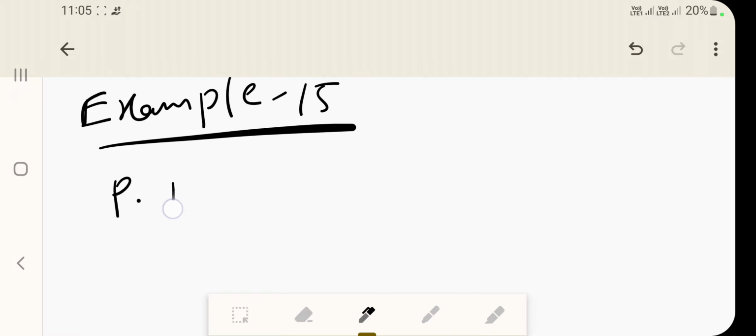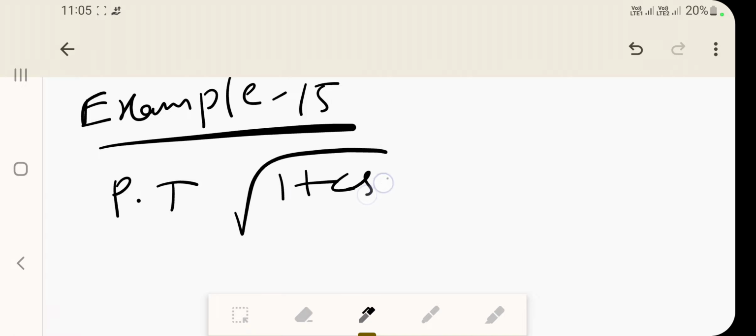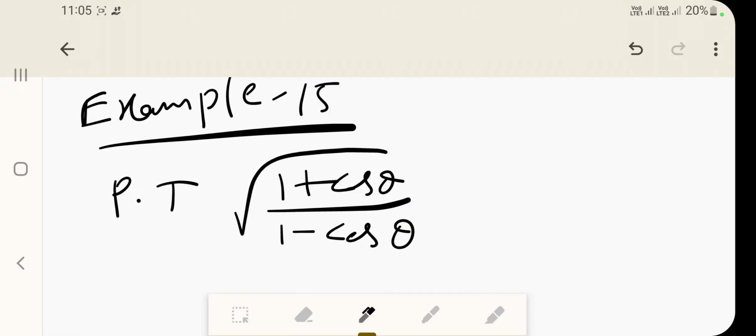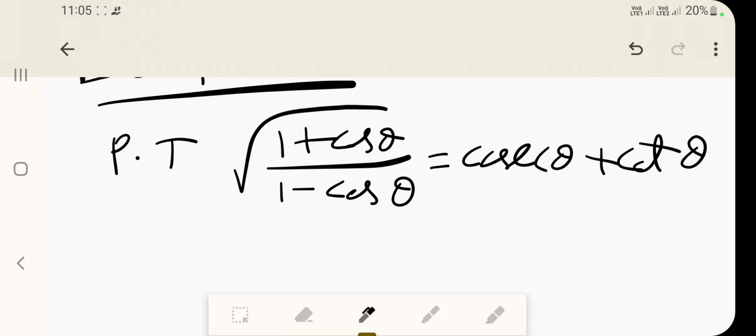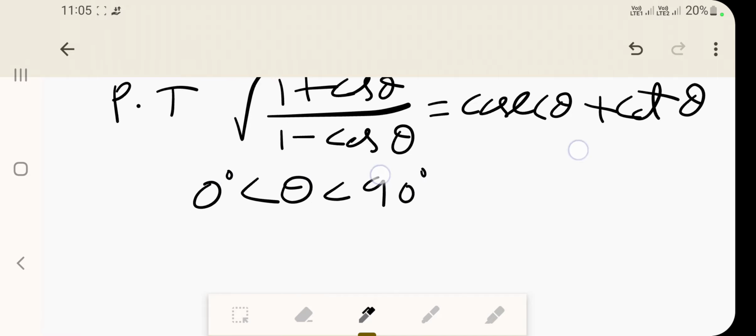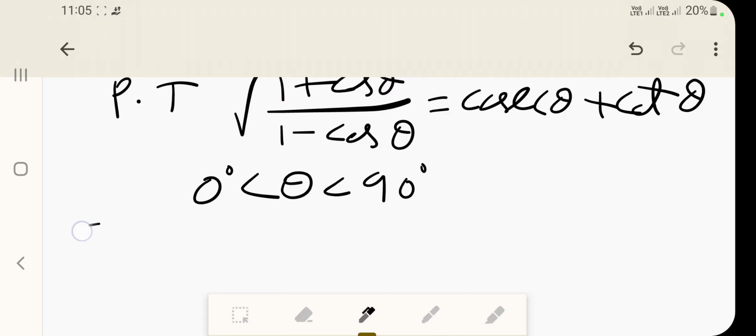So here you can see that they have asked us to prove that square root of 1 plus cos theta divided by 1 minus cos theta is equal to cosecant theta plus cot theta. That is what they are asking to prove. The condition they have given is that the angle theta should be greater than 0 and less than 90 degrees. Okay, so we start the solution for this.